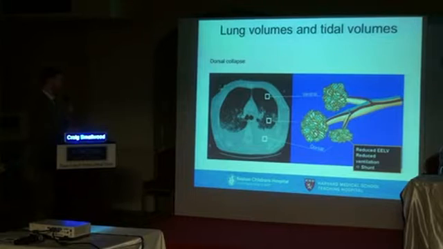So this is a CT image. Obviously there's a ton of dorsal collapse down here. There's basically no ventilation here, and we would really want to have a lot of ventilation in a subject if we were taking care of this person in the ICU on the mechanical ventilator.